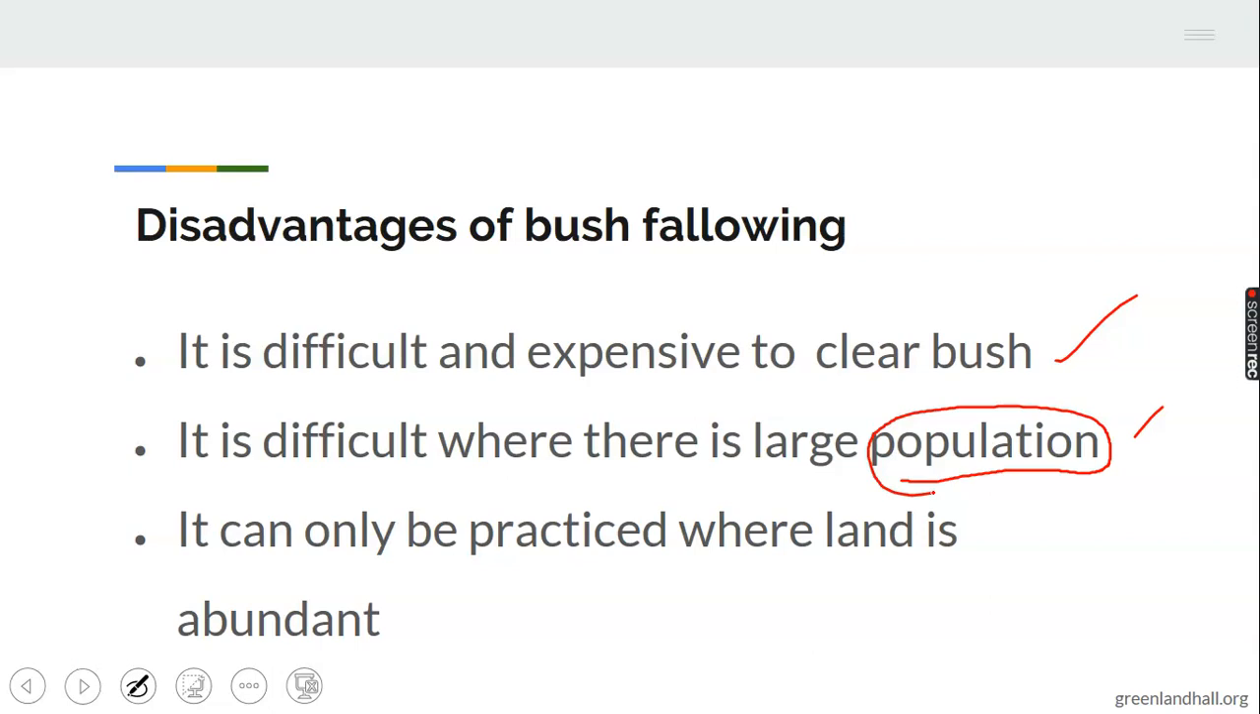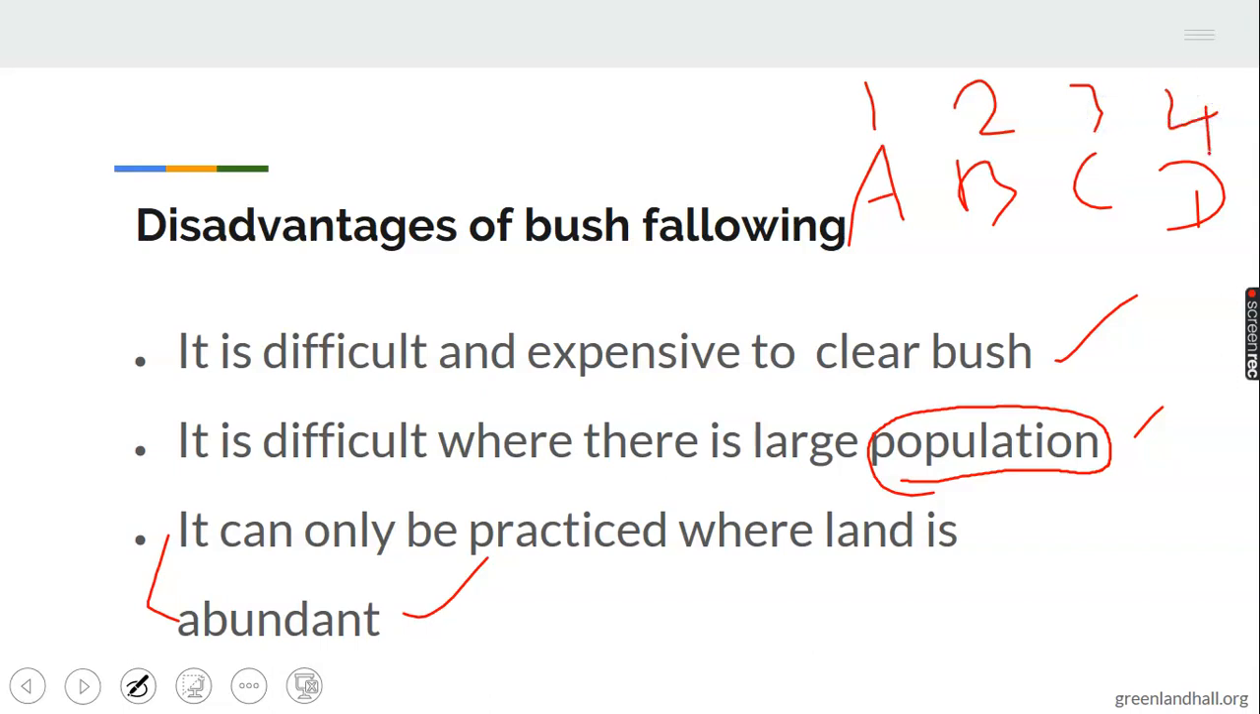Three, it can only be practiced where the land is abundant. The land must be abundant for a farmer to practice shifting cultivation. Maybe the farmer has up to 5 plots of land. Okay, take for example 4. Within the period of 4 years, the farmer can be moving from one farmland to another before coming back to plot A. A farmer that has plots A, B, C, D. These are the 4 plots of land. If he cultivates the first plot in year 1, then another plot in year 2, another one in year 3, and another one in year 4. At the 5th year, the farmer can thereafter come back to year 1 again.